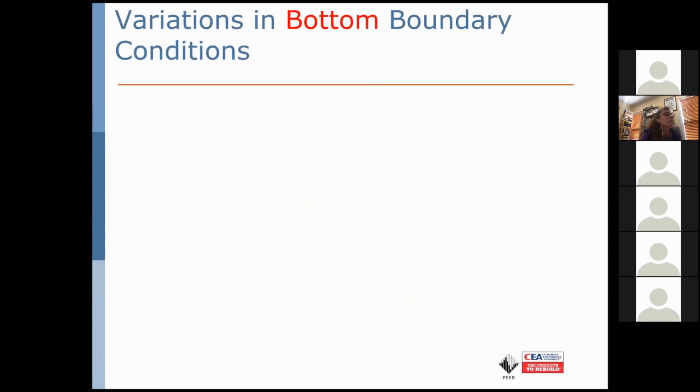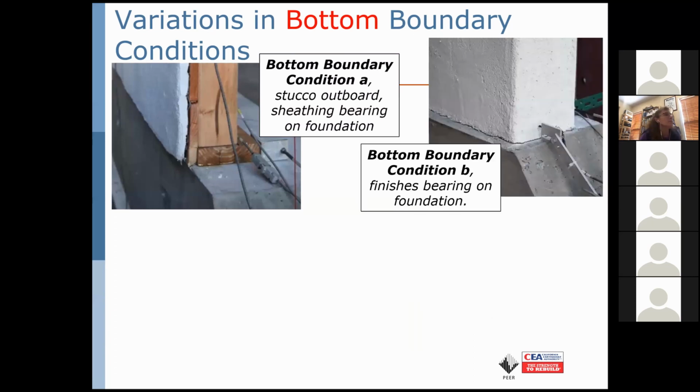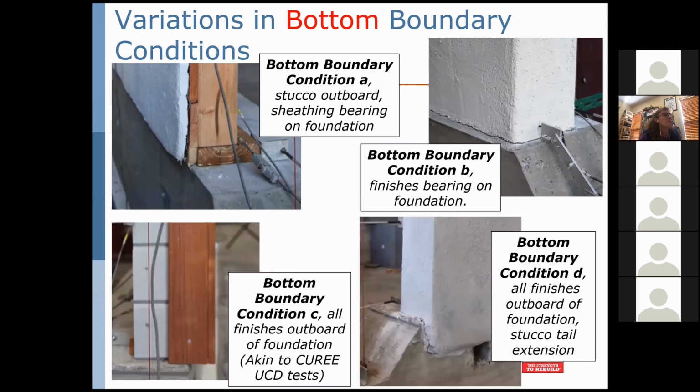Not only the top boundary condition was modeled, but we also investigated the bottom boundary condition. And you can see the variability in the series of images here. Bottom boundary condition A, up in the upper left, the stucco was outboard, the sheathing was bearing on the foundation. It's one configuration we observed in practice.